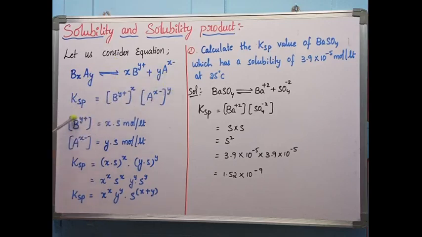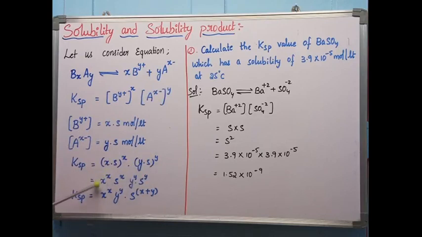For the By+ concentration, I am writing x into solubility. Solubility is expressed in moles per liter. In the case of Ax-, I am writing y into S moles per liter. I'll substitute these values in the concentrations. So Ksp is equal to (xS) power x, times (yS) power y. If I write this, it is x power x, S power x, y power y, S power y.